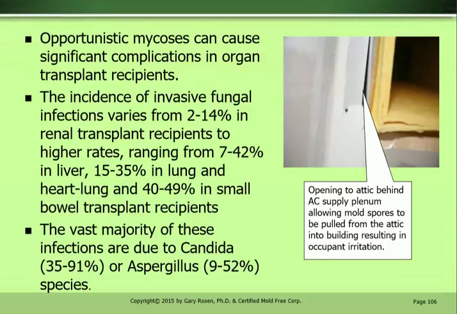Organ transplants. Opportunistic mycosis can cause significant complications in organ transplant recipients. The incidence of invasive fungal infections varies from 2 to 14% in renal transplant recipients to higher rates ranging from 7 to 42% in liver, 15 to 35% in lung and heart and lung, and 40 to 49% in small bowel transplant recipients. The vast majority of these infections are due to Candida, 35 to 91%, or Aspergillus, 9 to 52% species.